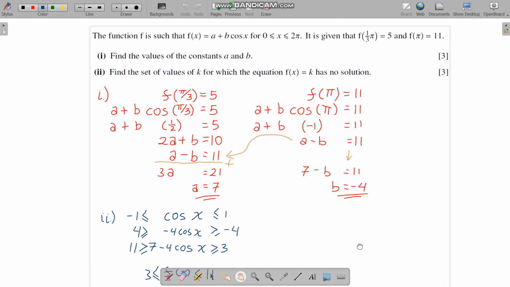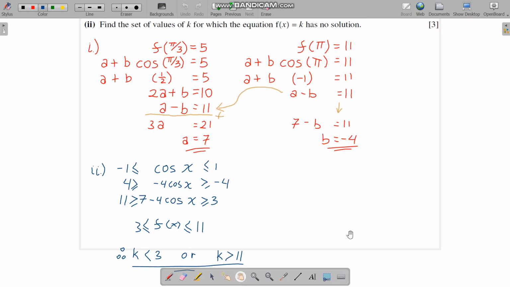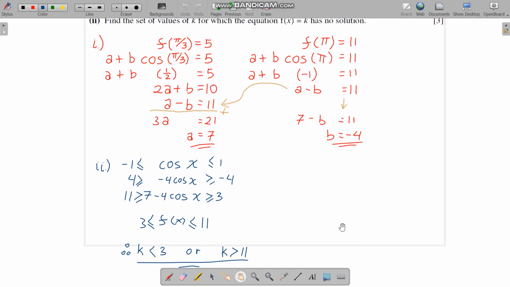So if we want f of x equals k to have no solution, then the k must be smaller than 3 or bigger than 11.